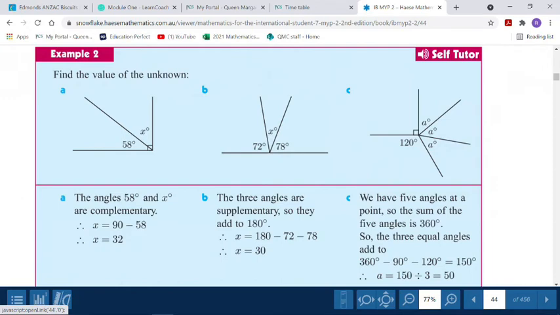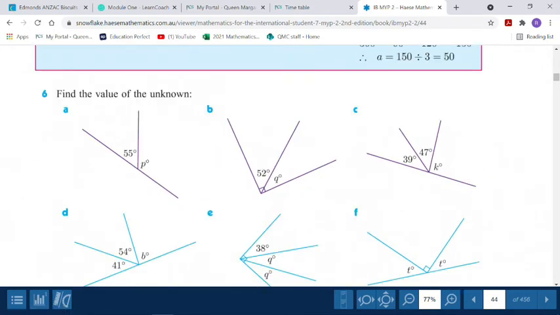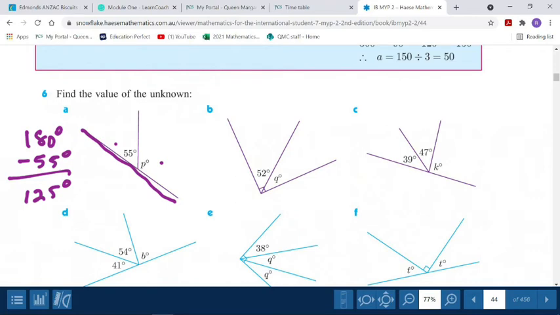Okay. So here we go. Find the value of the unknown. We're going to go to the homework. Look at 6A. So this line is a straight angle. Therefore, these two angles have to add up to make what? 180. So 180 degrees minus the 55 I know leaves me 125. So therefore, P is 125 degrees. If you know that they're on a straight line, just subtract them from 180.